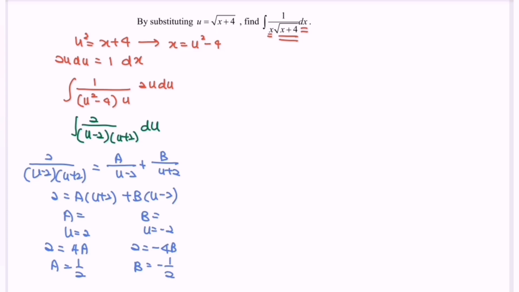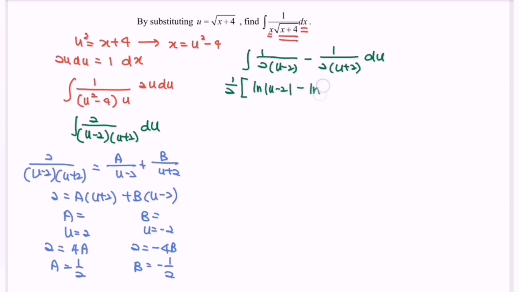So kindly sum up or replace the situation. In here we have the integral of 1 over 2 bracket 1 over (u minus 2) minus 1 over 2 times 1 over (u plus 2) with respect to u. Kindly integrate. We have 1 over 2 bracket ln(u minus 2) minus ln(u plus 2).